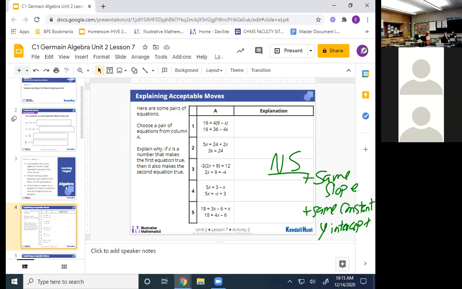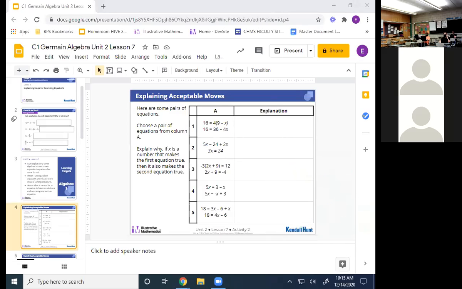So you're going to look at column A, and for each one, you're probably not going to get to all of them. We're going to decide what sort of move is going to maintain equity, what move happens from the first one to the second one to get that second one to look how it looks. Do you sort of get what I'm saying? So you're looking at them and you're trying to decide what move is going on here.